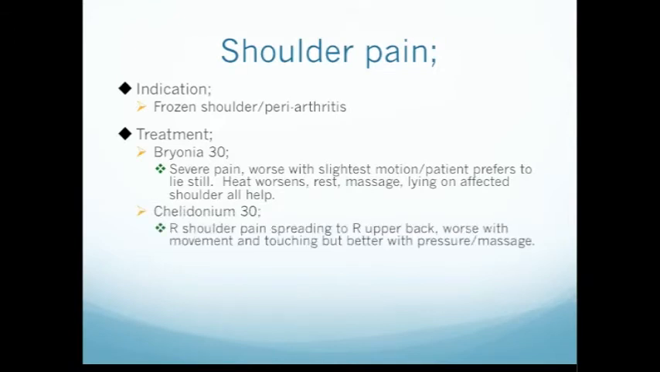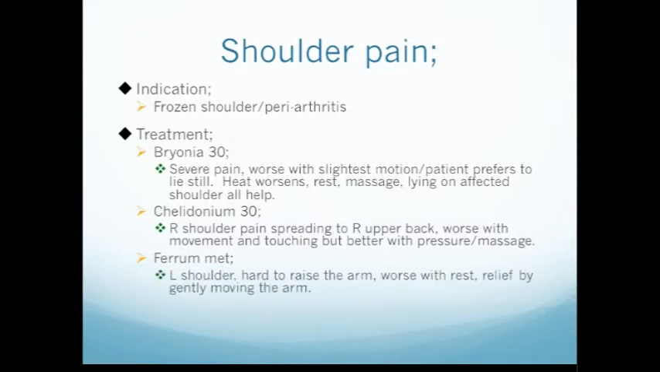Chelidonium 30 is useful for those with right shoulder pain spreading to the right upper back, worse with movement and touching, but better with pressure and massage. Ferrum Met is useful for left shoulder pain that makes it hard to raise the arm. It's worse with rest, but relieved by gently moving the arm.